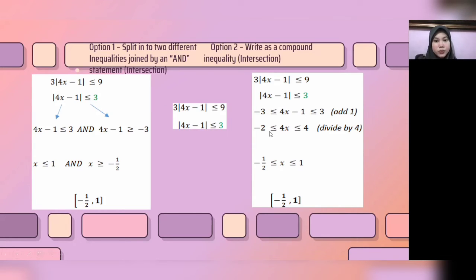Solution option 2: negative 3 less than or equal to 4x minus 1 less than or equal to 3. Add 1: negative 2 less than or equal to 4x less than or equal to 4. Divided by 4, and the result is negative 1 divided by 2 and 1.